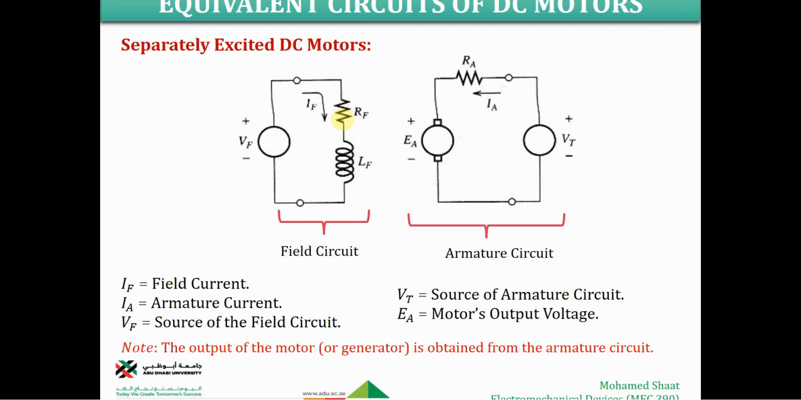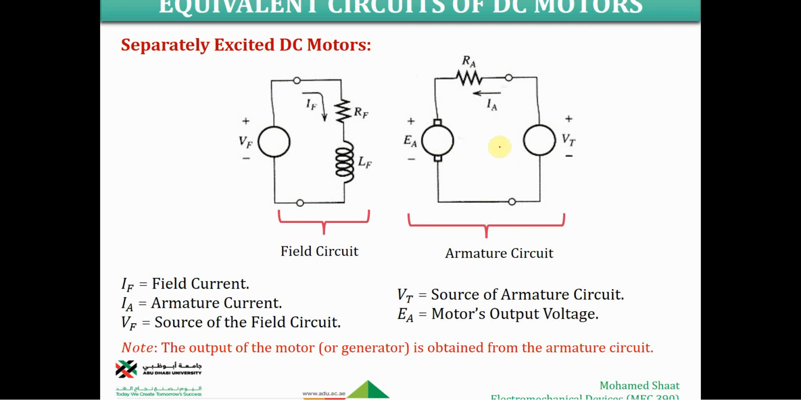Why are we applying RF here? As we mentioned, you should have at least some impedance to attract the current to pass through this branch. So this RF should come before the coil, and then once the current goes through the coil, we end up with a magnetic field generated around this coil. And this magnetic field intersects the coils or the windings of the armature circuit.